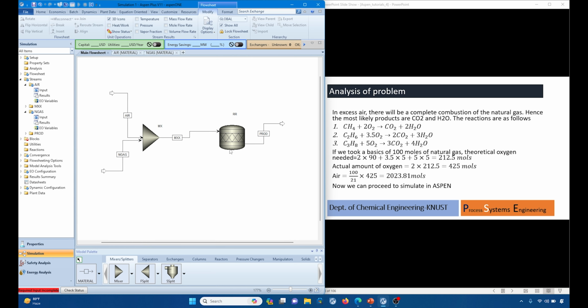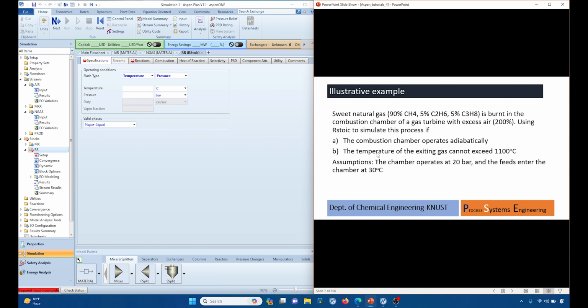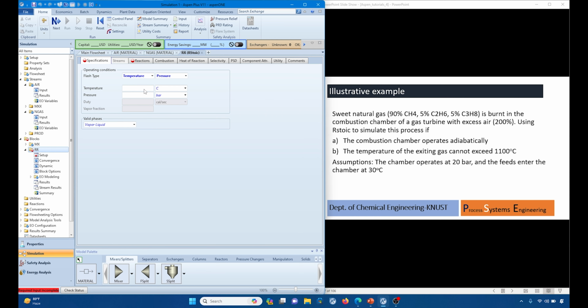Right. We go to our block, and we were required to operate it adiabatically, which means the reactor or the reaction system is not exchanging any heat with the surroundings. So we go to heat duty instead of temperature, and then we specify a duty of 0. And the pressure should still be the reactant pressure.